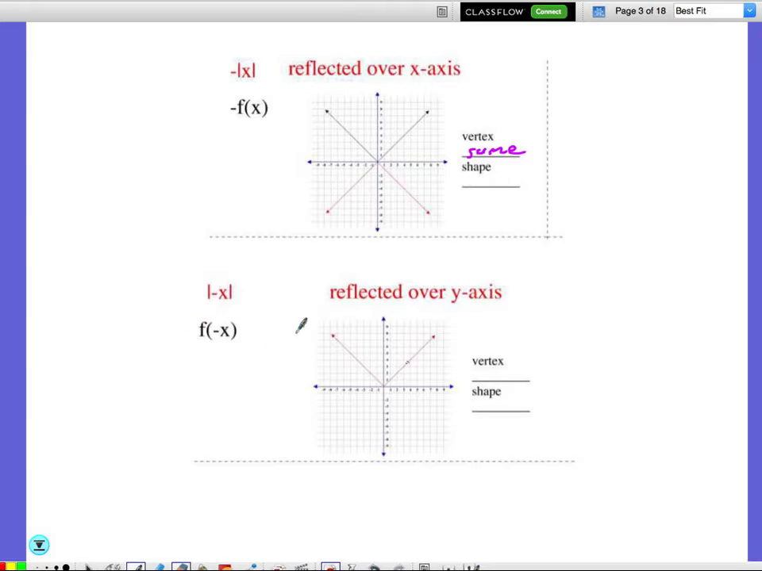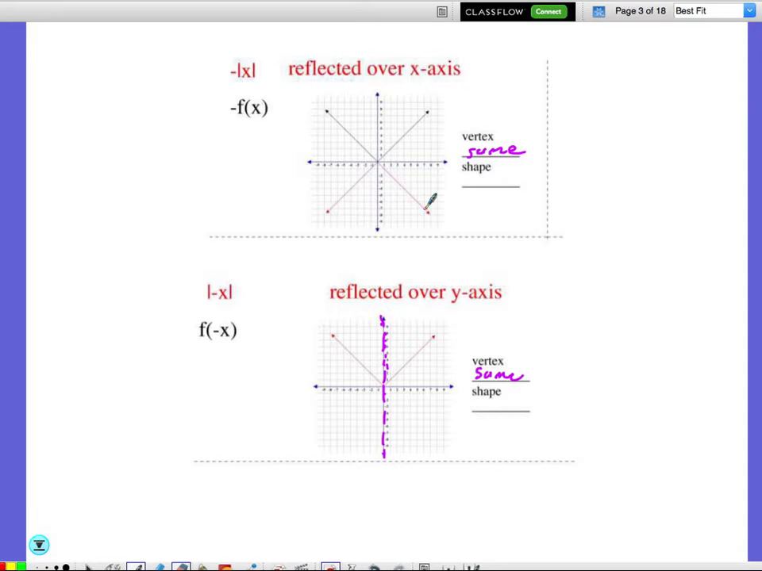Let's take a look at the vertex here. Looking at this, we see that we have the negative on the inside of the absolute value, so it reflects over the y-axis. Here the vertex again stays the same. It's actually a mirror image across the y-axis, so it actually gives us the same exact function.